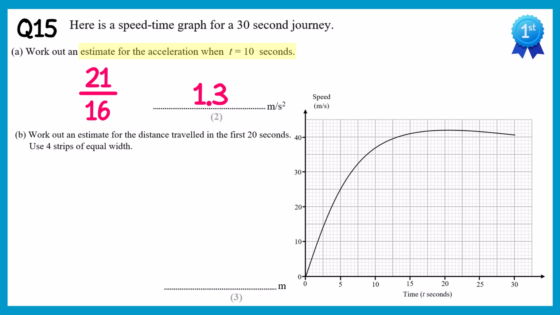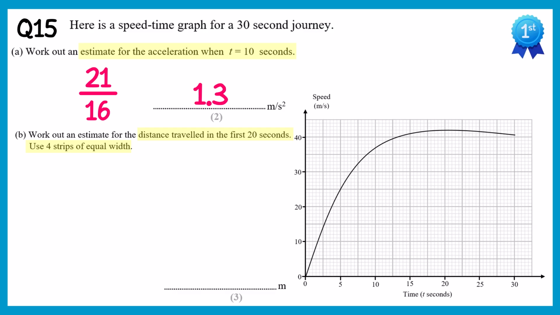In the second part of the question, we need to find an estimate for the distance travelled in the first 20 seconds. For a speed-time graph, the distance travelled is the area underneath the curve, so we need to find the area underneath the curve in the first 20 seconds, or at least an estimate of it. We've been told to use 4 strips of equal width. If you divide 20 by 4, you get 5.